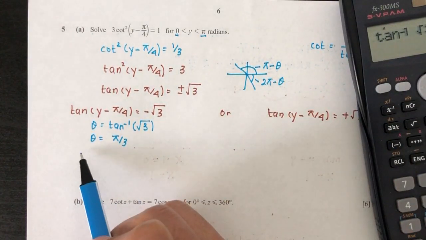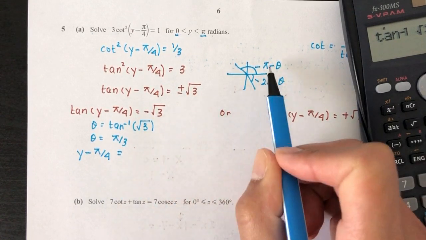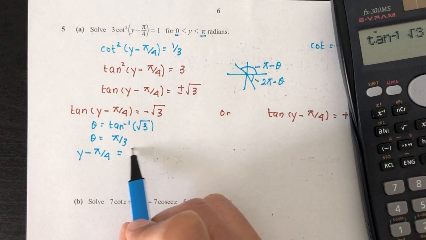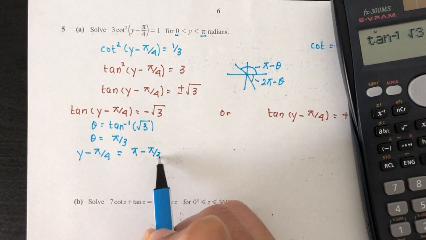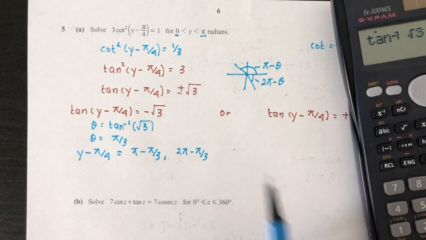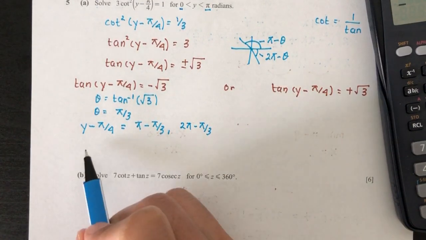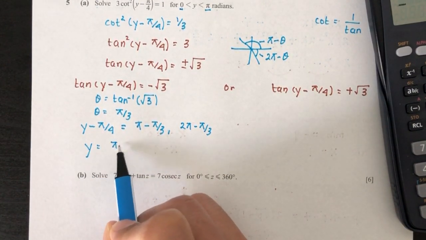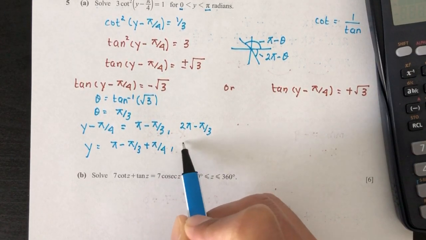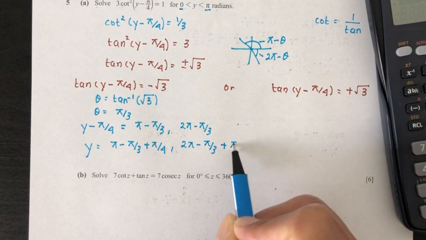Now for the value of y minus pi by 4, we have to find this. First one will be pi minus this, so pi minus pi by 3, or it can be this one, 2 pi minus pi by 3. So what is your value of y? y will be pi minus pi by 3 plus pi by 4, or it can be 2 pi minus pi by 3 plus pi by 4.